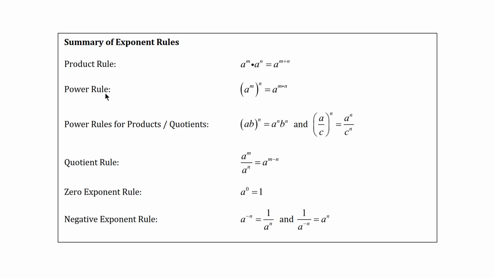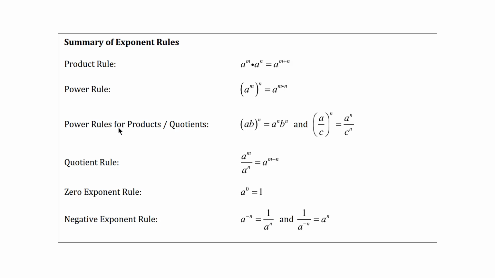Next, we have the power rule. We have (a to the m) to the n, which is equal to a to the m times n. So when you have an exponent raised to another exponent, you just multiply the two exponents together.